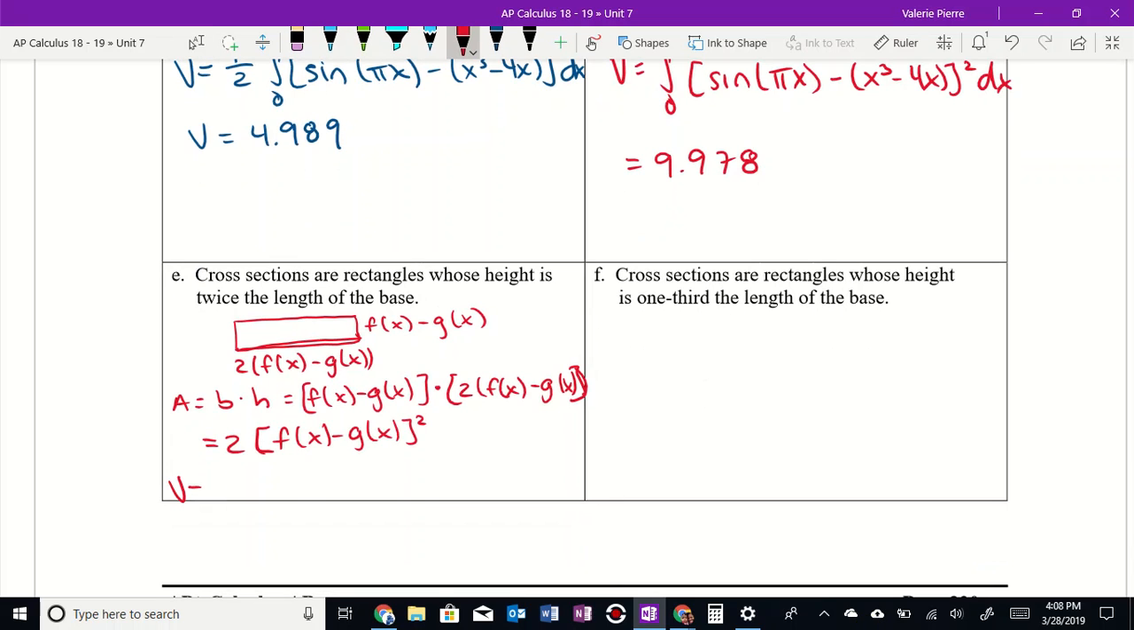So if I want to find the volume of the solid, I'm going to add up all of the rectangles, and we'll use the definite integral from 0 to 2 of 2 times f of x minus g of x squared dx, which is equal to 17.957. Okay, so for part F, we want cross sections that are again rectangles whose height is 1/3 the length of the base.